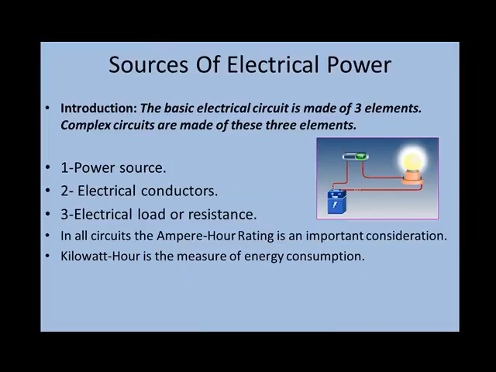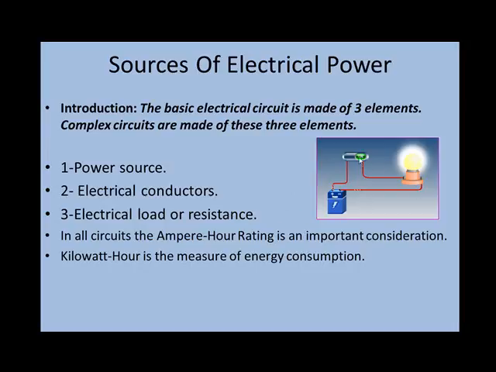All right, we're going to go into the lecture, and we will just say that a basic electrical circuit is made out of 3 elements. Also, complex circuits will have these 3 elements, and those 3 elements you will always encounter in a basic electrical circuit, no matter what. Number 1, the power source, the battery in this case. The electrical conductors, which conduct the electrons and protons. The electrical resistance or the load, which in this case is the light.